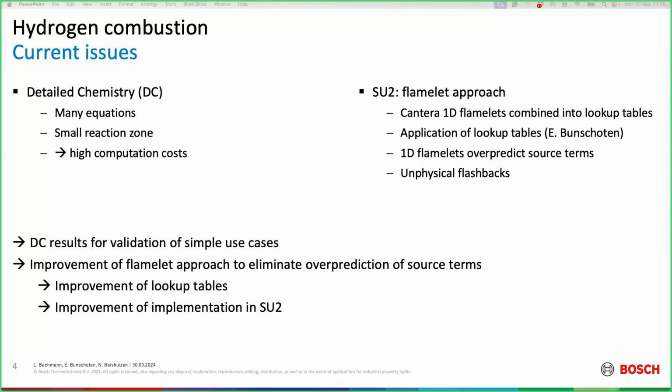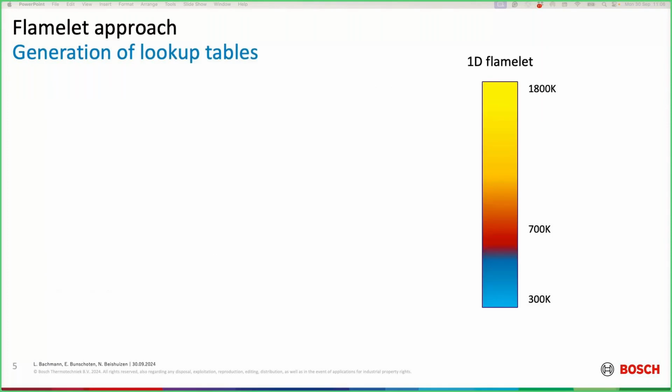And our goal is to improve the flamelet approach to eliminate the overprediction of the source term. We are going to do this by, on the one hand, improving the lookup tables and improving the generation of the lookup tables, and by, on the other hand, improving the implementation in SU2. So how are we improving the generation of the lookup table?